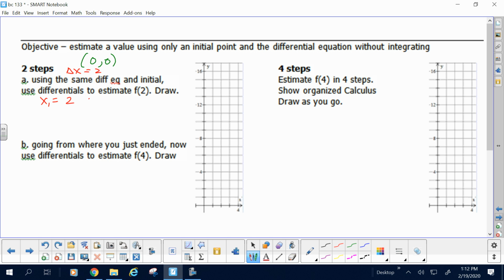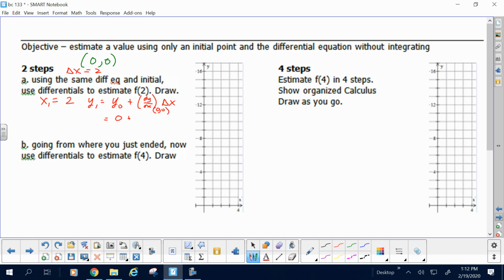And our first y estimate would be, now here's where we use that differential word. When we do differentials, we say we take the old y plus the rate of change at the previous point, 0, 0, times dx or delta x, and it's pretty common to use delta x, but I would be okay if you used dx too. All right, you with me? That's the differential idea. Now, in this case, what was our old y?